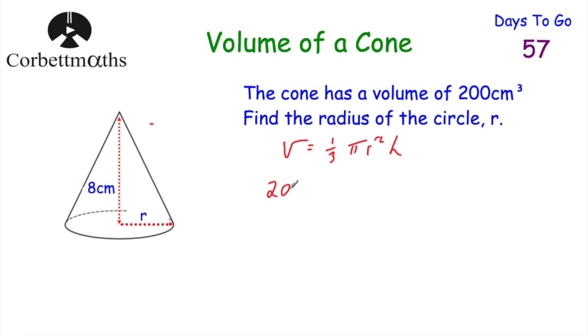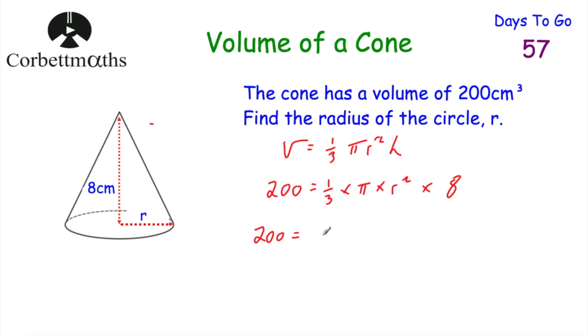We know the volume is equal to 200, so we get 200 is equal to 1/3 multiplied by pi, multiplied by the radius of the base, which we don't know, so that's r squared, multiplied by the height of the cone, which is equal to 8. So we substitute in the volume and the height of the cone. Now, this is a calculator question, so we can work some of this out. We can do a third times pi times 8 on this right-hand side. So we've got 200 equals, and I'm going to do a third multiplied by pi multiplied by 8.